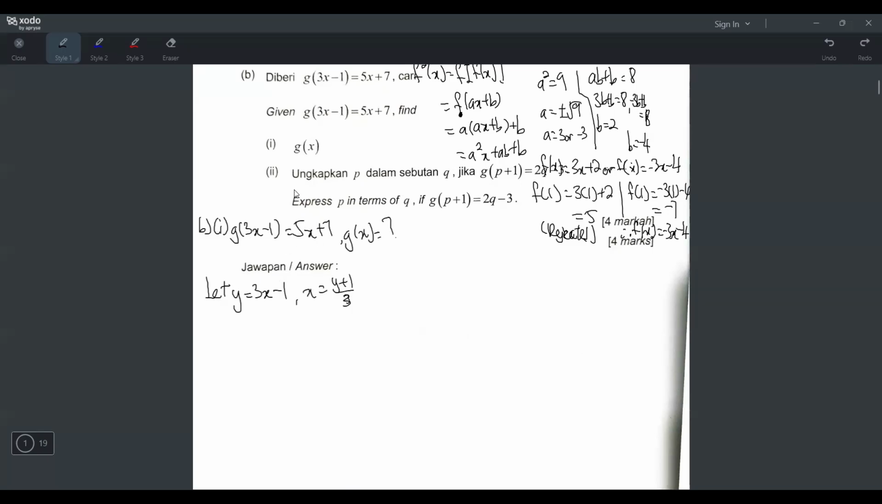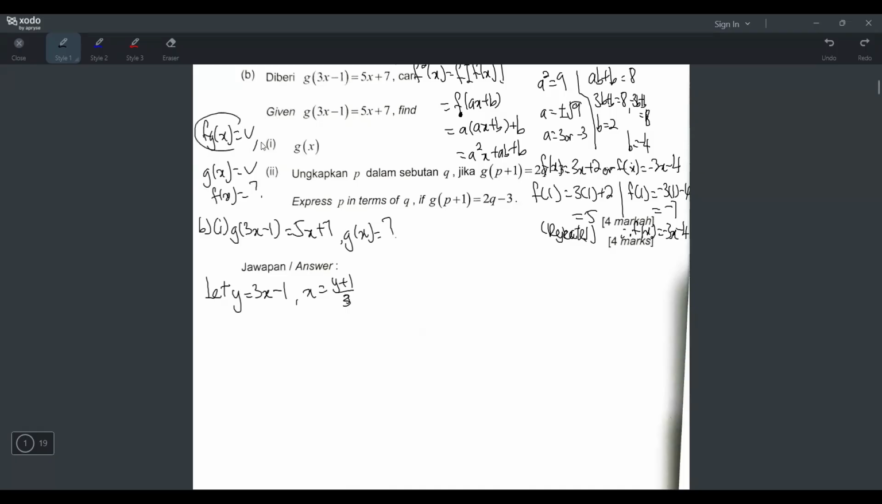And you will also use this method. When will you use this method? Sometimes when they give you fgx, right? Do you remember this type of question? When they give you fgx and then they give you gx and then ask you to find fx. This type of question also, you will use this same method.